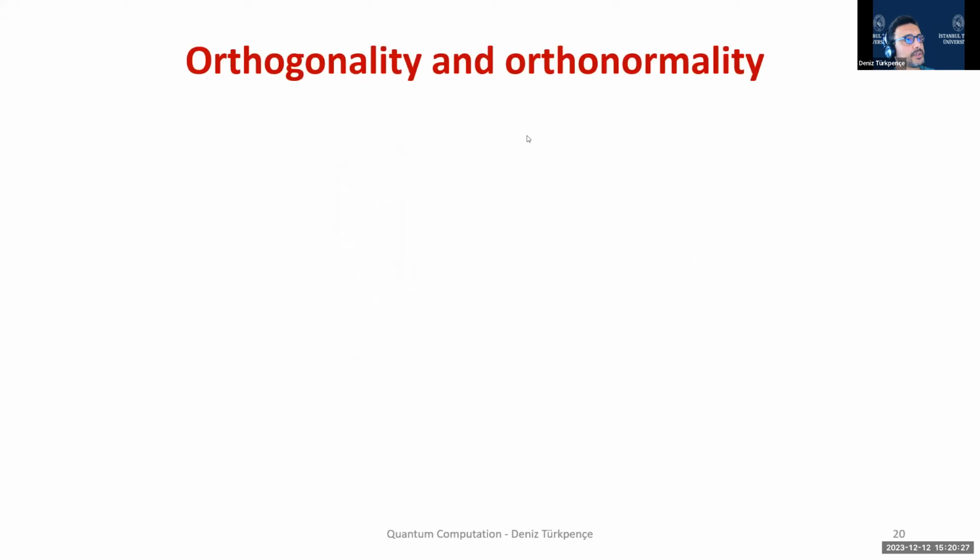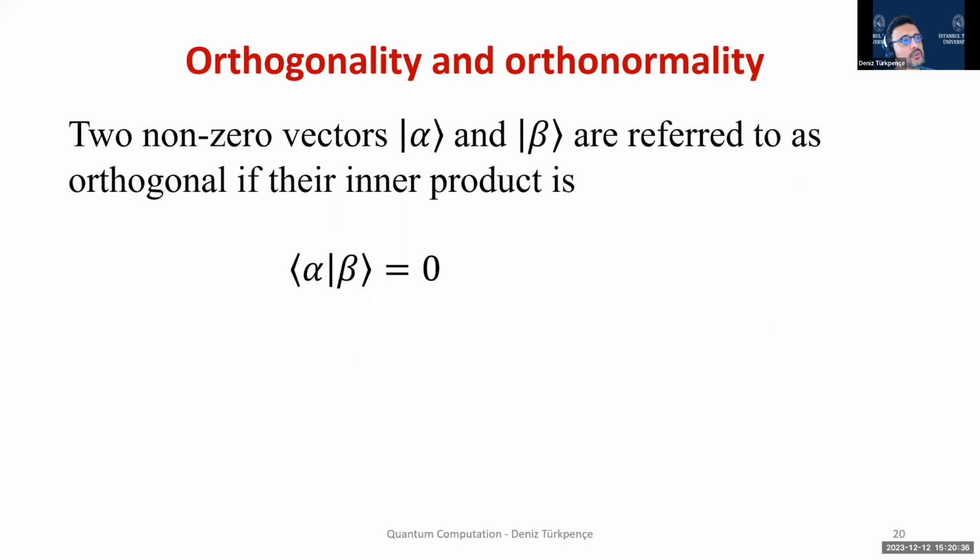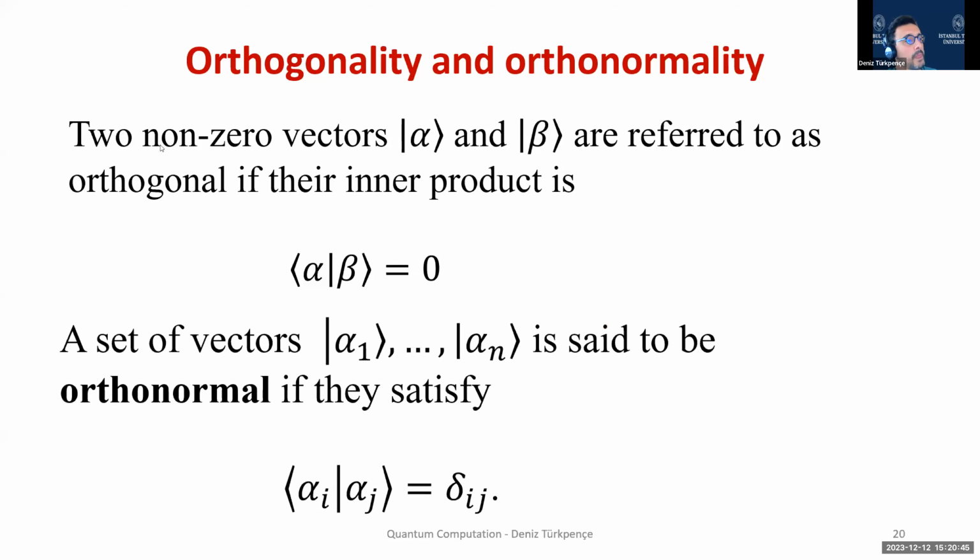The next important aspects are called orthogonality and orthonormality. Here, two non-zero vectors, alpha and beta, are referred to as orthogonal if their inner product is zero, okay? And a set of vectors is said to be orthonormal if they satisfy this orthonormality condition: the inner product of two different vectors in the set is equal to zero, and if the indices are the same, it should be equal to one. This is represented by the Kronecker delta function, which has a simple property about the indices. So orthonormality means orthogonality and unity properties.